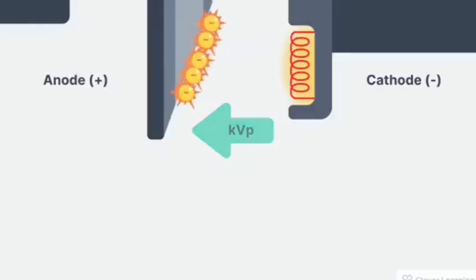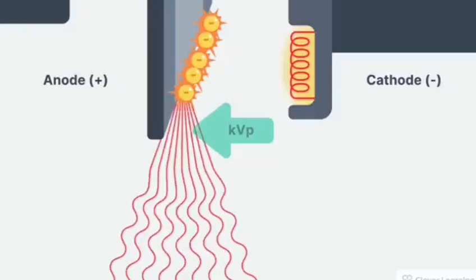The last step in X-ray production is decelerating the electrons. These highly energetic electrons slam into the anode of the X-ray tube. In the process of decelerating, they release their energy as heat and, more importantly, as X-rays.